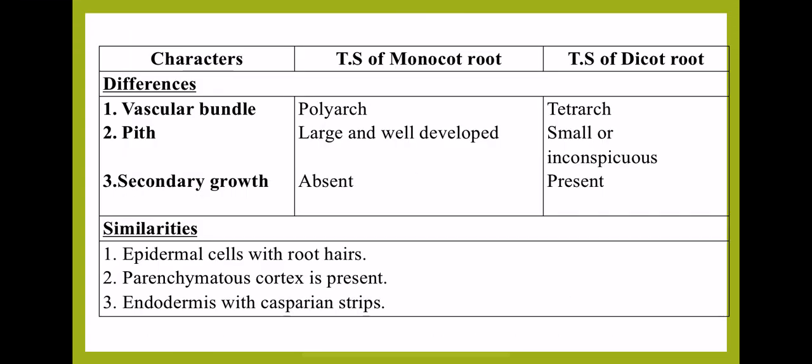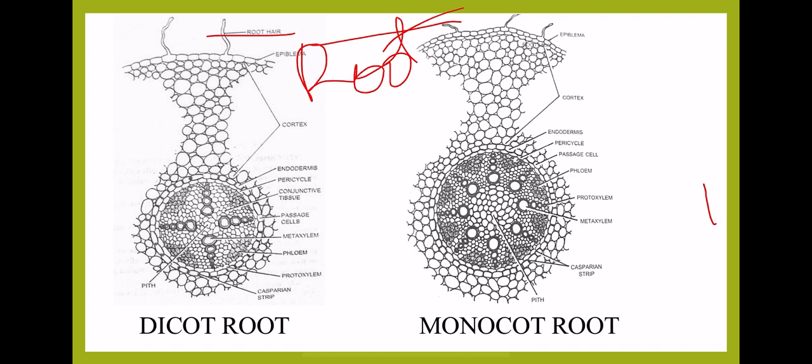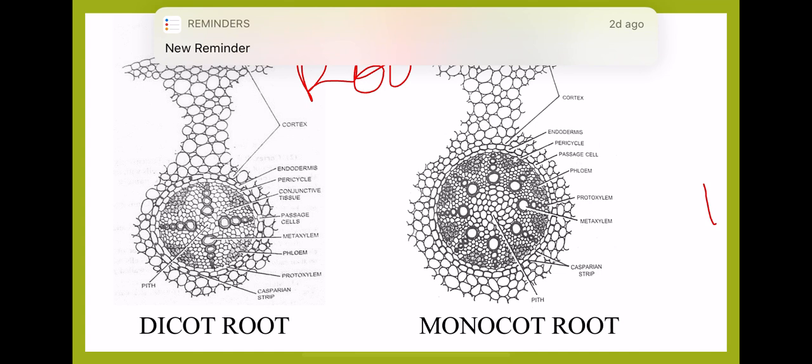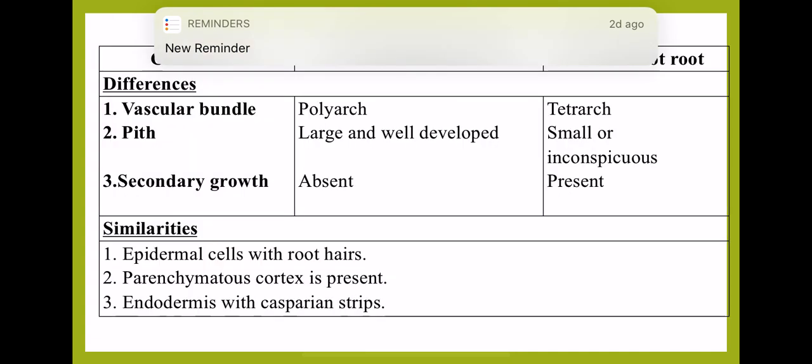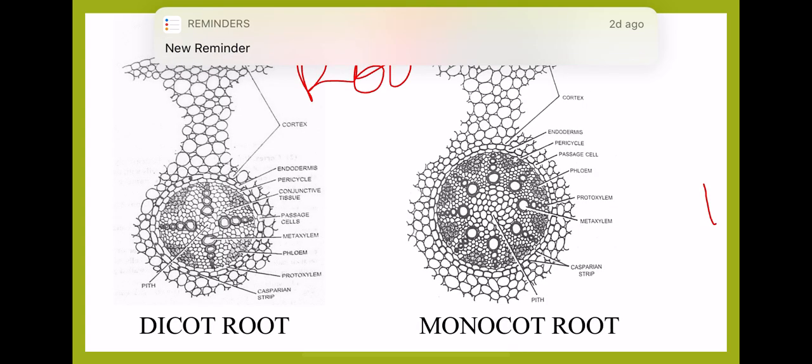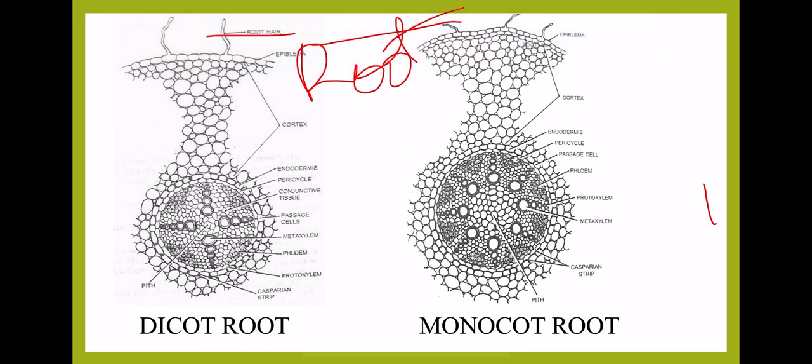So this is the similarity. Next, parenchymatous cortex is present. In both monocot and dicot, the cortex region is made up of parenchymatous cells. The next is the endodermis. Here the endodermis is made up of parenchymatous cells, and the endodermis has Casparian strips, that is a waxy layer.